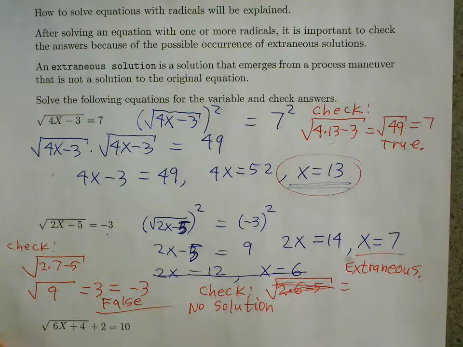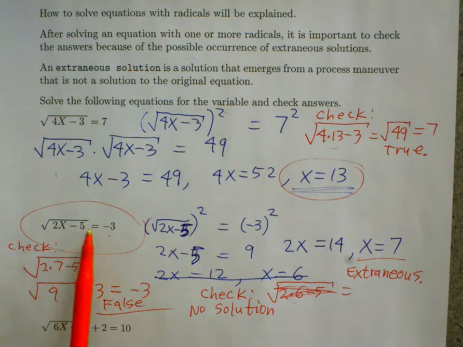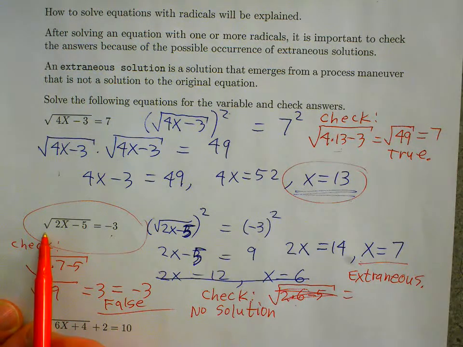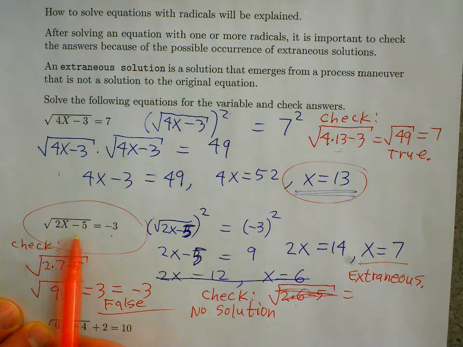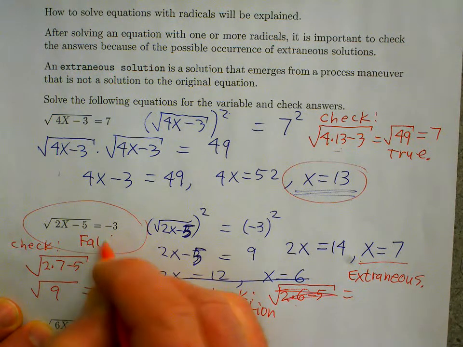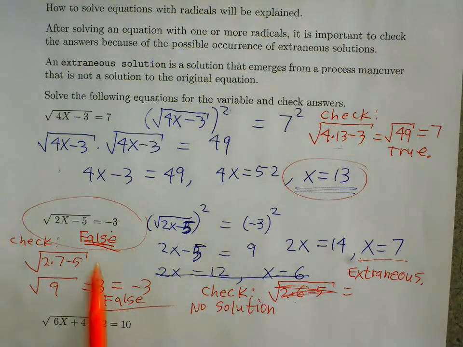Okay, but we did more work than was necessary. The original equation is claiming that a positive number equals negative 3. The left-hand side cannot be negative because it's the positive square root of 2x minus 5. So the original equation is false. But even if you don't recognize it, you should still come to the correct solution by going through the process.